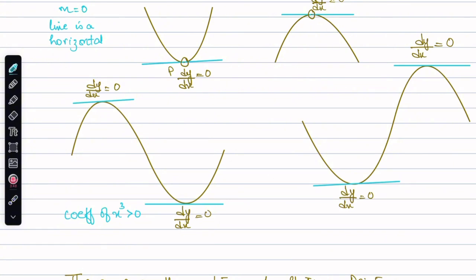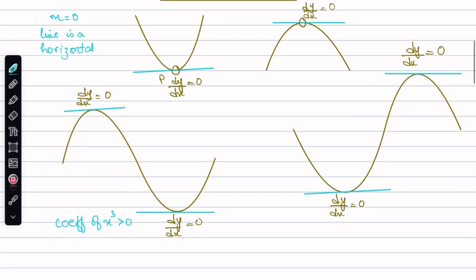In the same manner, if we look at the second example, the curve that I have drawn here, I can see that here it's the minimum turning point and then we have the maximum turning point, and this is the case where the coefficient of x cube is less than 0. So first it is going to be the minimum turning point and then the maximum turning point. These two turning points are the stationary points.